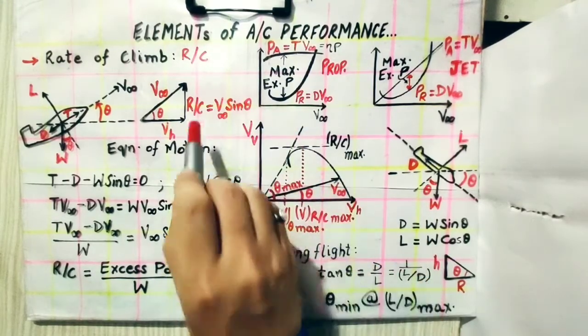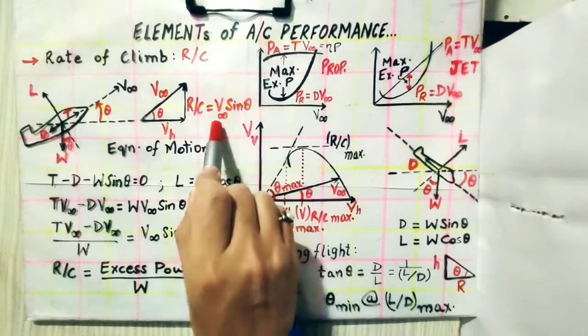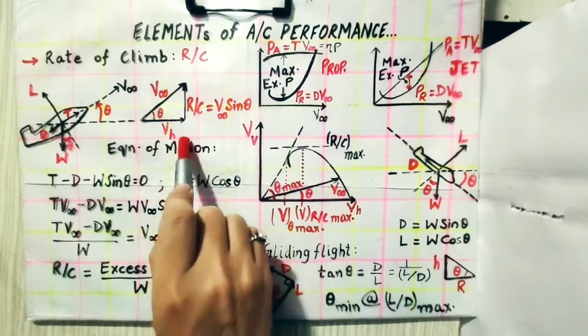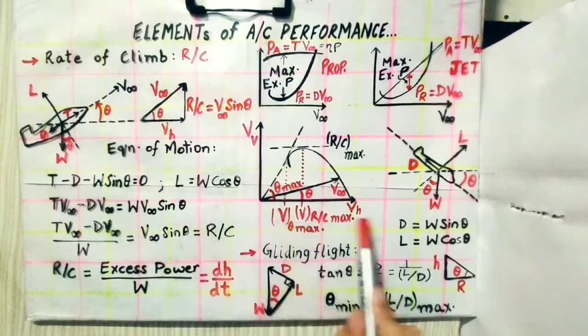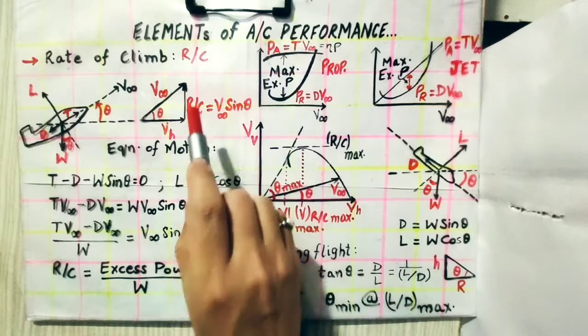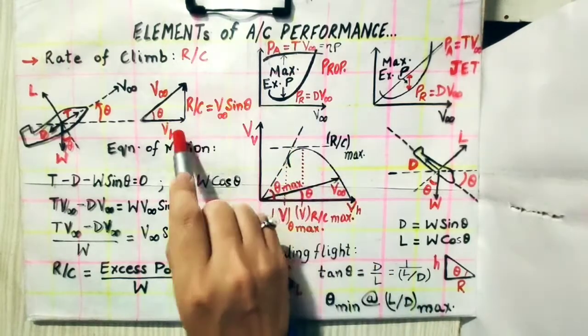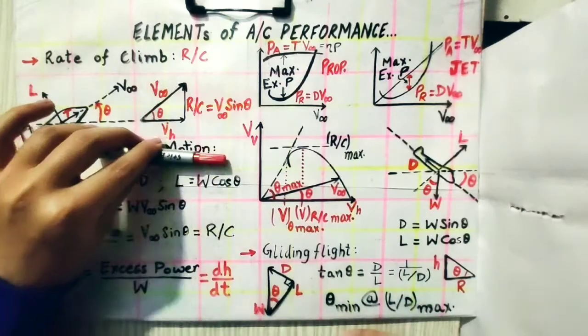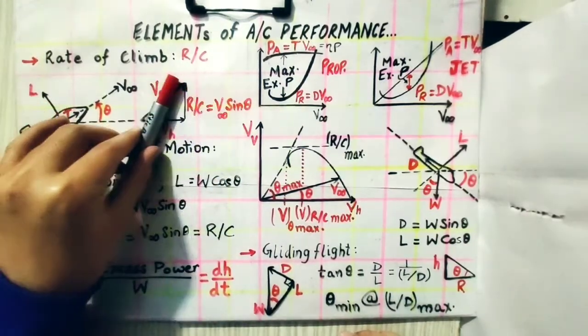So what does it tell? That rate of climb, the vertical component of velocity, we know is v infinity sine theta, which is the vertical component over here for this graph, that is v vertical, and the horizontal component of velocity is vh, that is v infinity cos theta, and that is over the horizontal axis over here. We have plotted the variation of the vertical component of velocity and the horizontal component of velocity for a given velocity, that is v infinity, at different climb angles, that is theta 1, theta 2, theta 3, theta 4, theta 5 or 90 degrees.